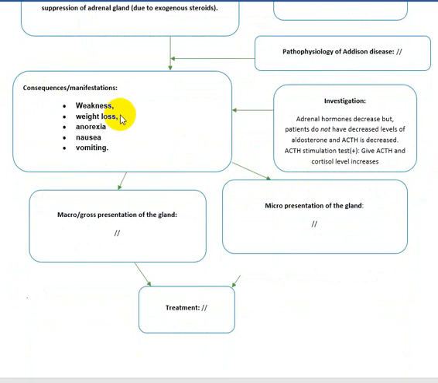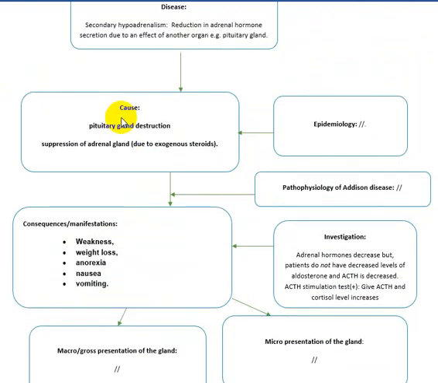The consequences of hypoadrenalism are going to be weakness, weight loss, anorexia, nausea, and vomiting. These are the main consequences of hypoadrenalism. Now you can add other consequences depending on a particular disease, but the main consequences are weakness, weight loss, anorexia, nausea, and vomiting.